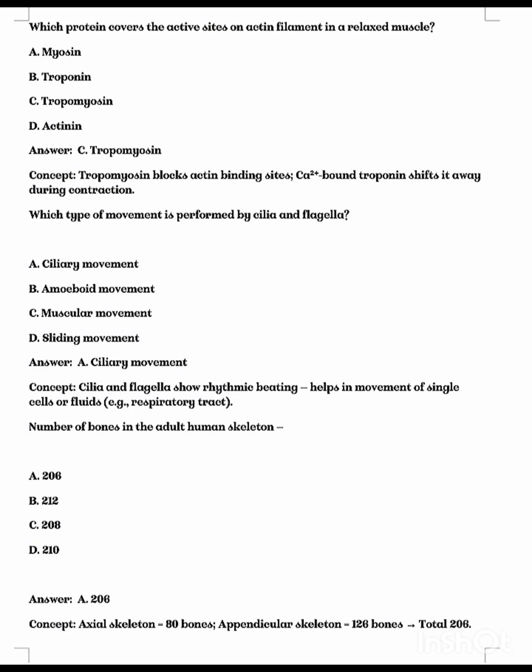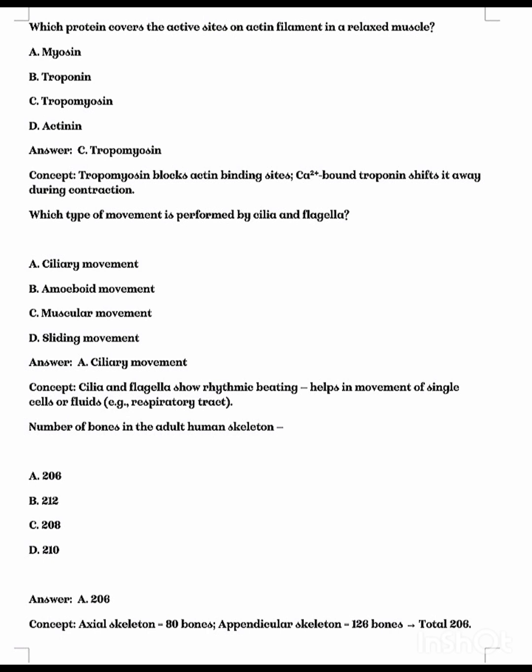A. Myosin, B. Troponin, C. Tropomyosin, D. Actinin. Answer C. Tropomyosin. Concept: tropomyosin blocks actin binding sites. Ca2+ bound to troponin shifts it away during contraction.